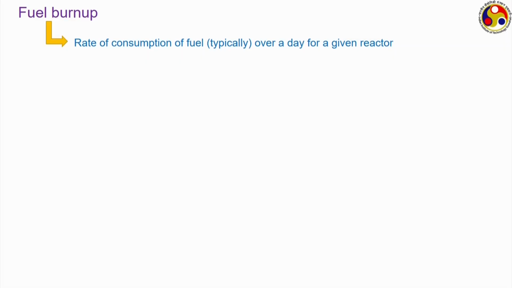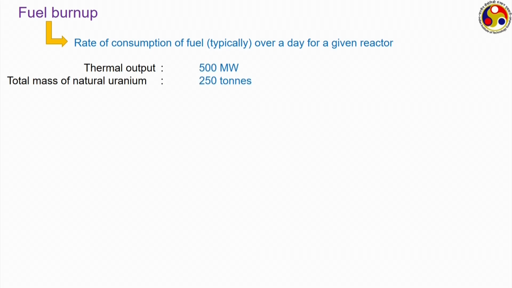Fuel burn up refers to the rate of consumption of fuel, typically over a single day in a given reactor. That is the amount of fuel a reactor consumes in one single day, that is called fuel burn up, and this is a term not exclusively used for nuclear reactors, but can be used for any kind of power generating entities. So, let us take one example.